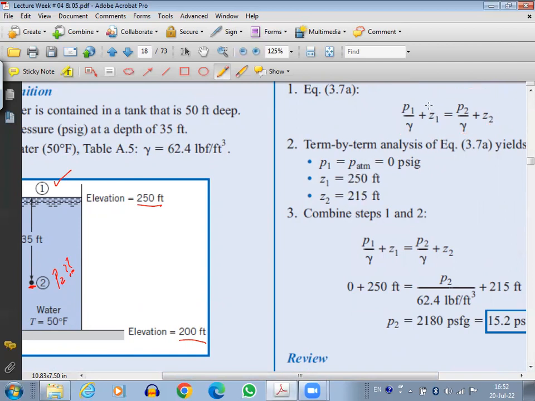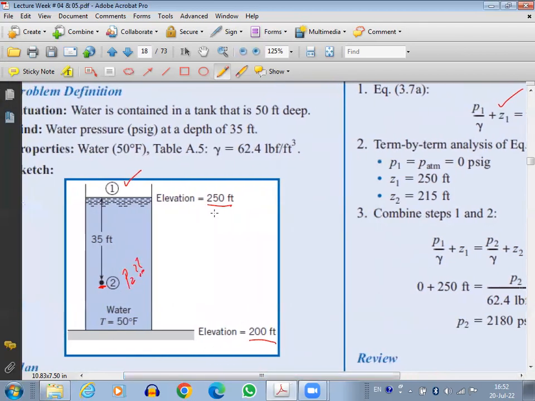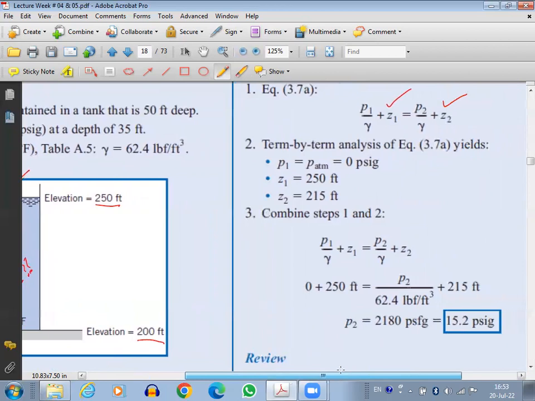Now, if you look here, Z1 is something we know. We know the elevation of point 1. Z2 is something we also know. What is the elevation of point 2? We don't know the elevation of point 2 directly, but we know the bottom is 200 feet, the elevation here is 250 feet, and this is 35 feet below 250. So that will be 215, right? So we know Z2. P2 is something that we need to find. We need to find the pressure P2.